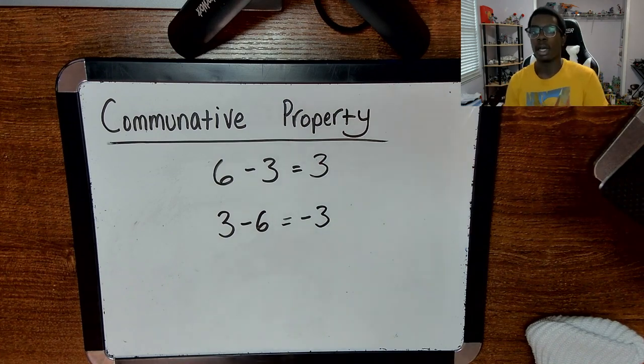If you don't really understand negative numbers, don't worry. I'm going to have a video on that as well. But the point is, when you switch the numbers in subtraction, you don't get the same answer. So subtraction is not commutative. It does not have the commutative property.